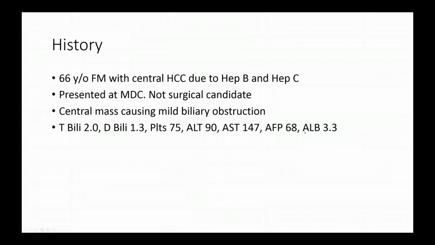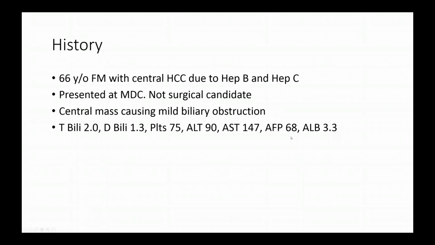So this is an interesting case that I did several years ago with a patient with elevated bilirubin. Bilirubin was 2 due to obstruction of a central mass causing an elevation in the direct bilirubin. Patient was not a surgical candidate with her portal hypertension. Platelets were decreased, otherwise elevated AFP and a low albumin.